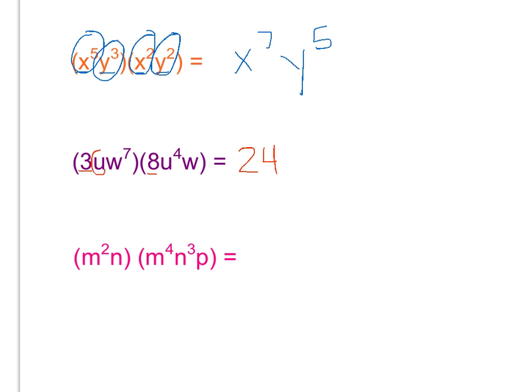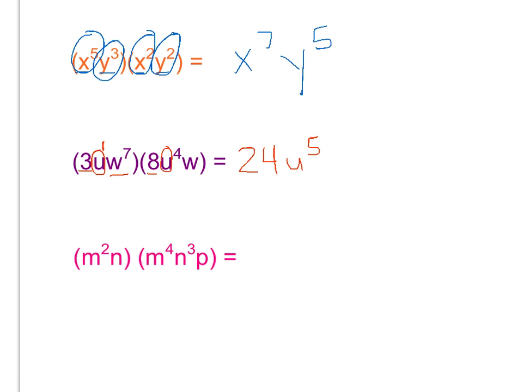And then I look for any numbers that have the same base. So for instance, I have a u and a u. And I know that whenever a base does not have an exponent, the exponent is a 1. It's not always written there, but if there's no exponent, it's going to be a 1. So I have u to the first power times u to the fourth power. I just add the exponents and get u to the fifth.